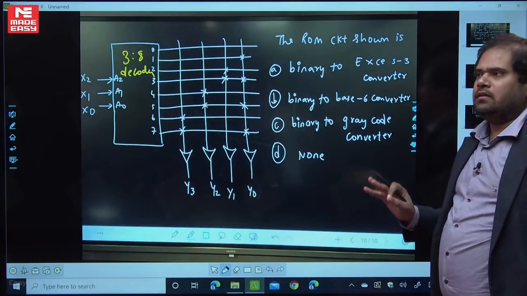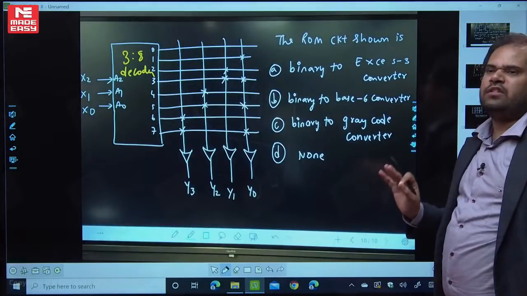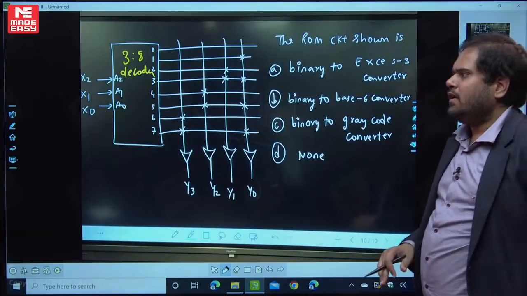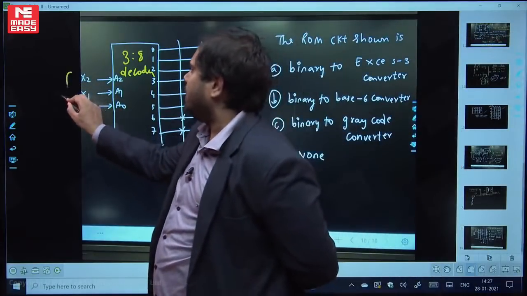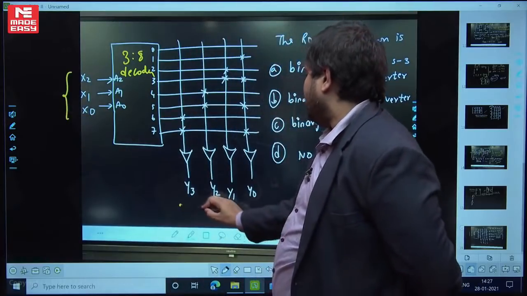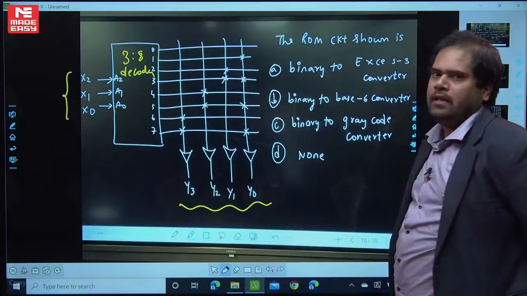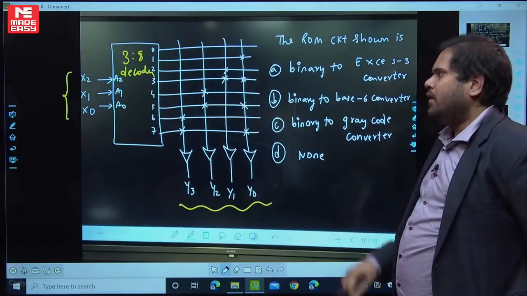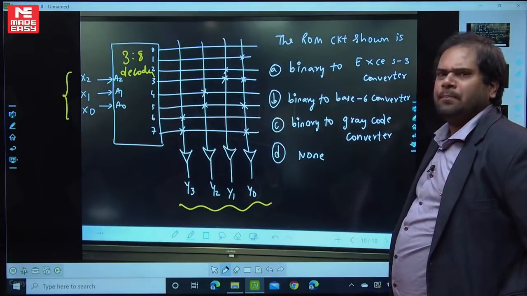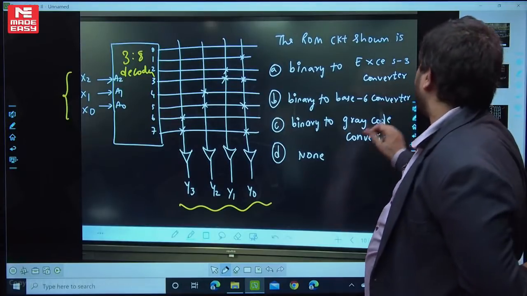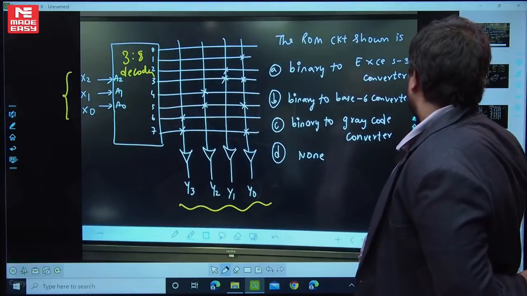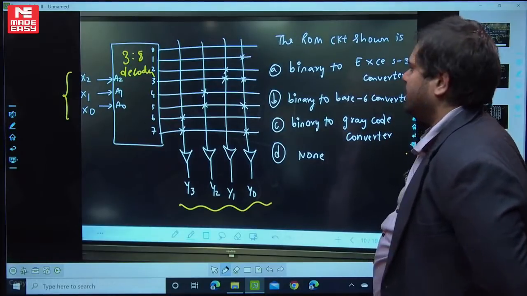हमेशा याद रखिए, the only way is writing the truth table. Here for this circuit x2, x1, x0 are the inputs. y2, y3 these are the outputs. Let's write the truth table for this. कैसे लिखेंगे truth table? बहुत simple है, बिल्कुल tough नहीं है. It's not at all difficult, please. Let's see how can we write the truth table for this.